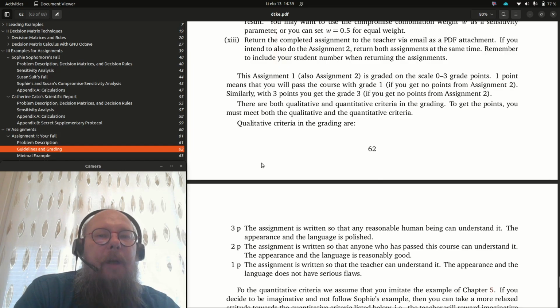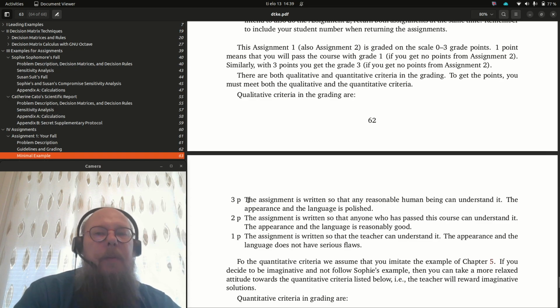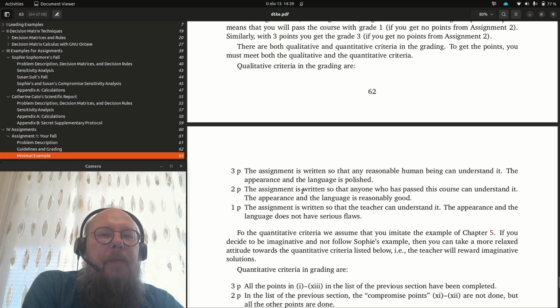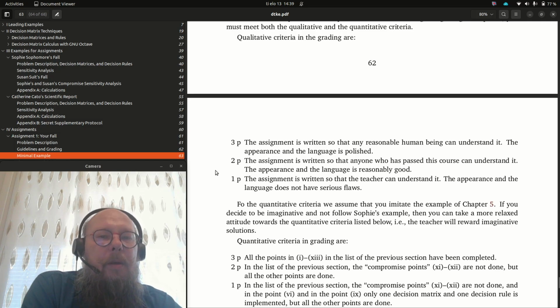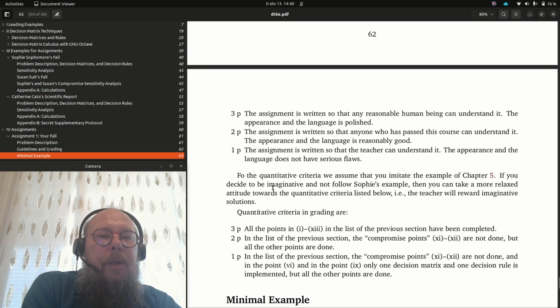So what are the qualitative criteria for the grading? 3 points means that the assignment is written so that any reasonable human being can understand it, and the appearance and the language is polished. 2 points means that the assignment is written so that anyone who has passed this course can understand it, and the appearance and the language is reasonably good. 1 point, the minimal requirement for passing, means the assignment is written so that the teacher can understand it, and the appearance and the language do not have serious flaws. So these are the qualitative criteria for points.